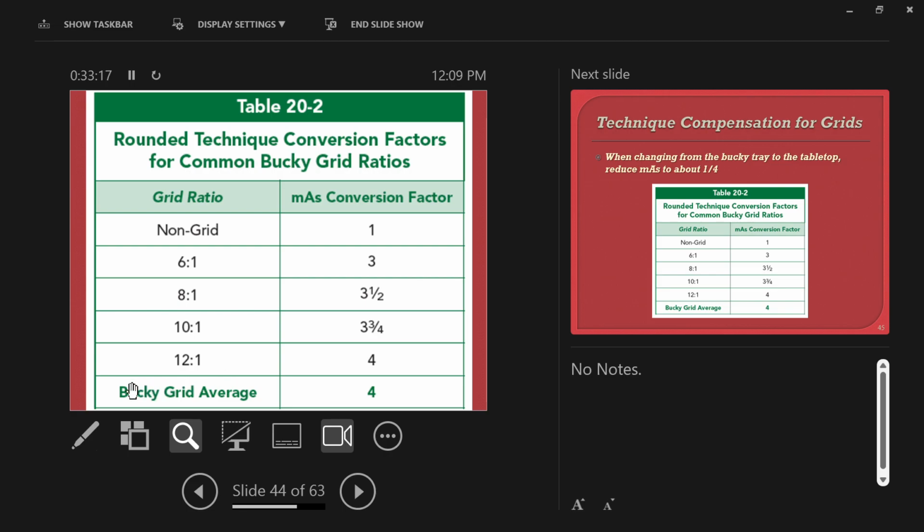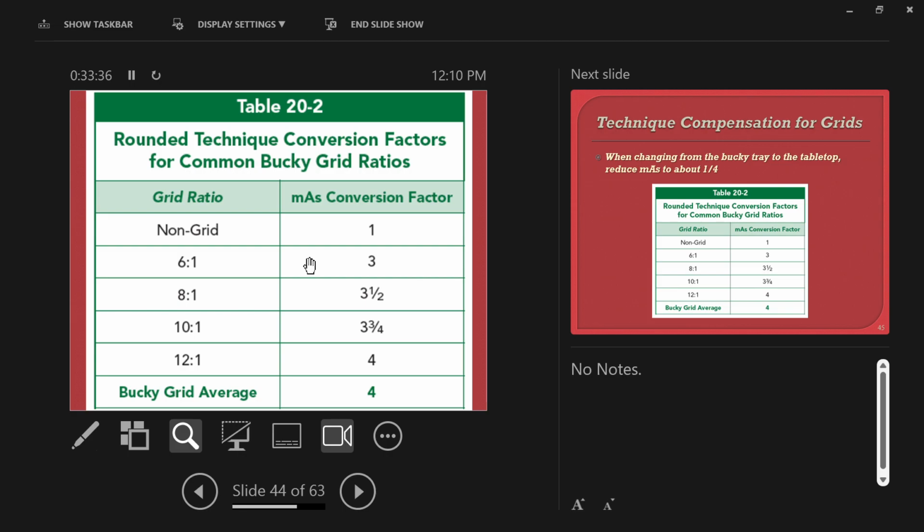So here's the recommendations. If you're not using a grid, whatever your mAs is, that's what your mAs is. Let's say 5 mAs for a hand, okay? If you're using a 6-to-1 ratio grid, 5 mAs for a hand would turn into 15 mAs for that same hand, okay, with the use of a grid, okay?